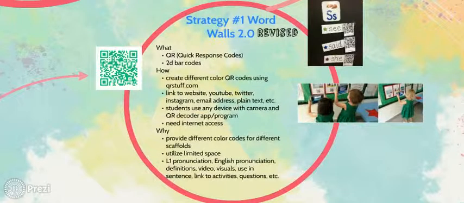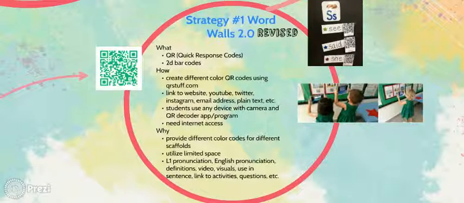This is what I call Word Wall 2.0. This is a revised version that incorporates technology. The technology that we're incorporating is QR, or quick response codes. These are 2D barcodes. You've probably seen them at the grocery store or at restaurants.